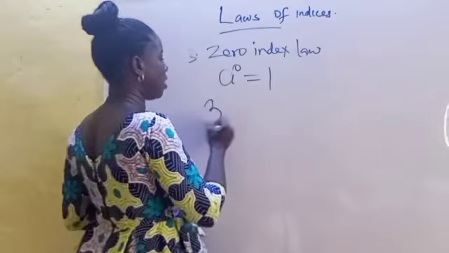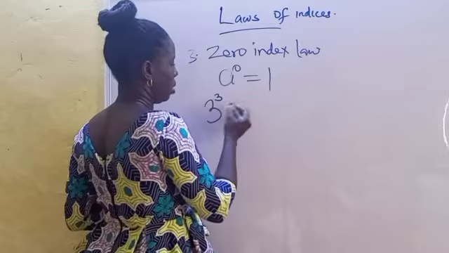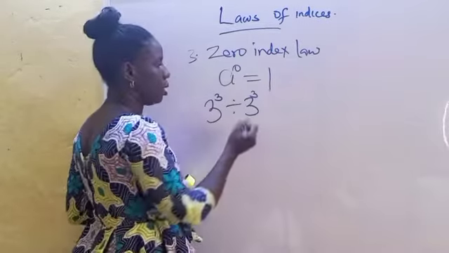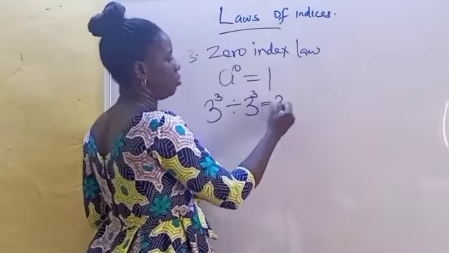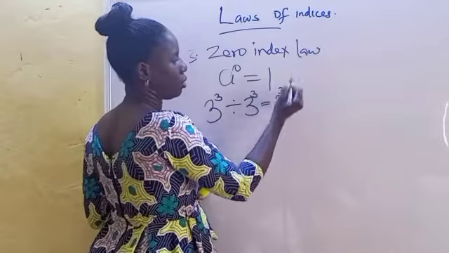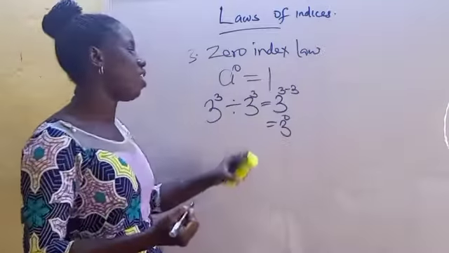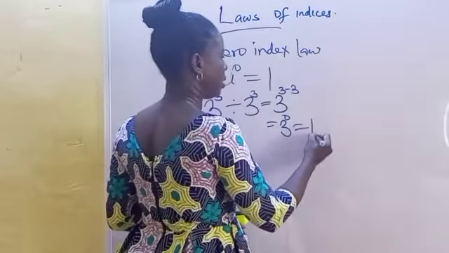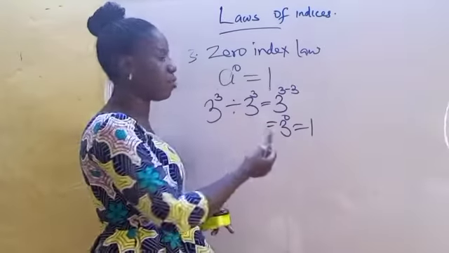We have 3^3 divided by 3^3. This is actually applying the second law: 3 to the power of 3 minus 3, and this is 3^0. So instead of just writing 3^0, we'll write it as 1. It means 3^3 divided by 3^3 will give us 1.